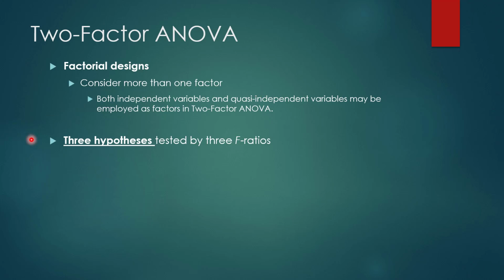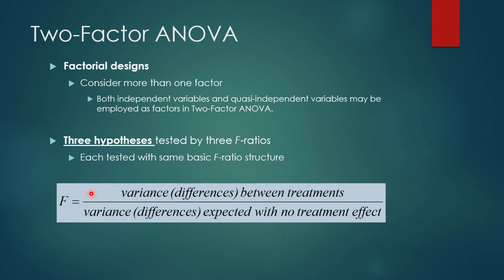And we're going to have three tests. So each test is going to have the same basic F ratio structure. So this is what that F ratio would look like. And it looks very similar to the F ratio we saw with one-way ANOVA for independent measures. We have the variance, or the differences between treatments, in the numerator, and then we have the variance as expected with no treatment effect in the denominator.